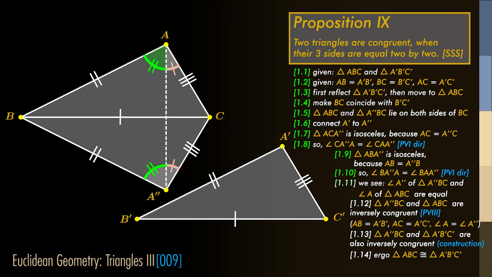So the two triangles ABC and A''BC have equal angles in A and A'' that are included between equal sides. And we know that this is sufficient for congruency. So A''BC is inversely congruent with ABC. But A''BC is also inversely congruent with A'B'C'. So ABC is congruent with A'B'C'. This case of congruency is known as SSS, side, side, side.